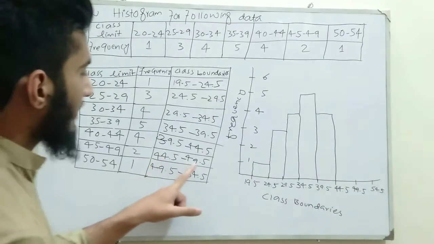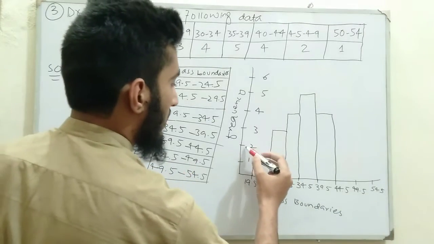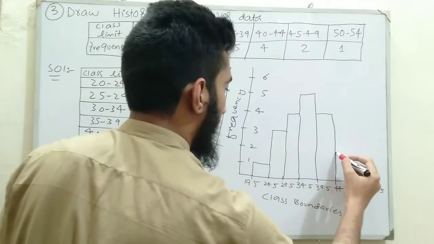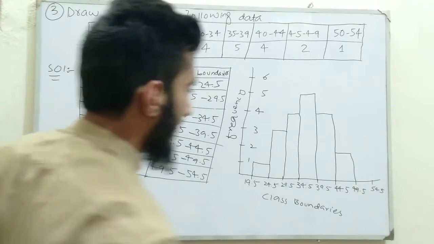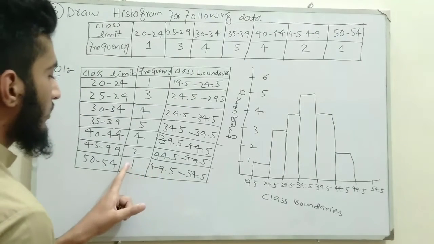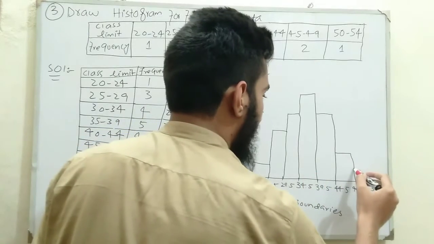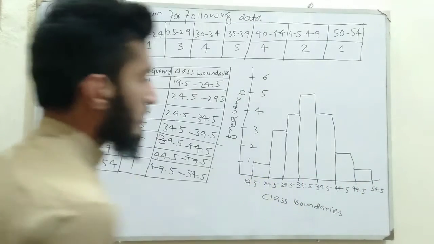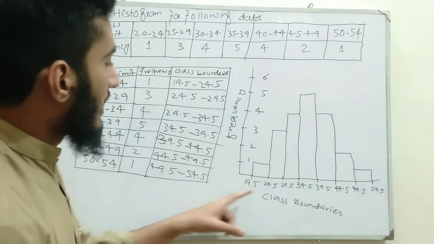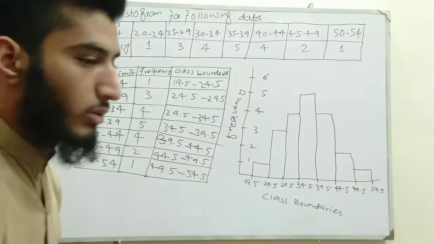After this, 44.5 to 49.5, and the frequency is 2, so it will come to the height of 2, so over here the graph will be just like this. After this, 49.5 to 54.5, and in front of it we have frequency 1, so the frequency 1 will be just like this. So this is actually our histogram for the class boundaries and the frequency. So this is the required histogram.